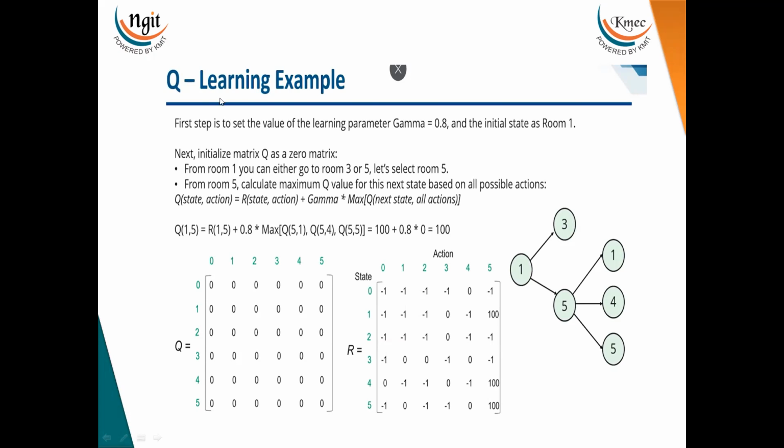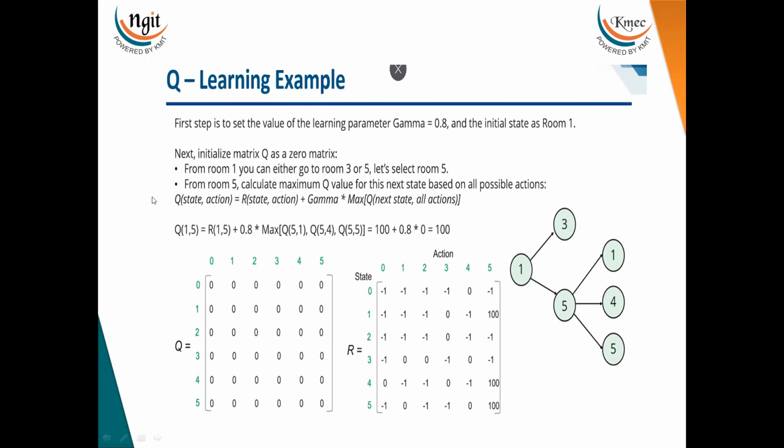So in the last class we discussed the Q learning concept. Now we took one simple example in the last class, where we have a building consisting of 5 rooms available within the building, and the other room was available outside the building. And we were trying to move from one room to another room.